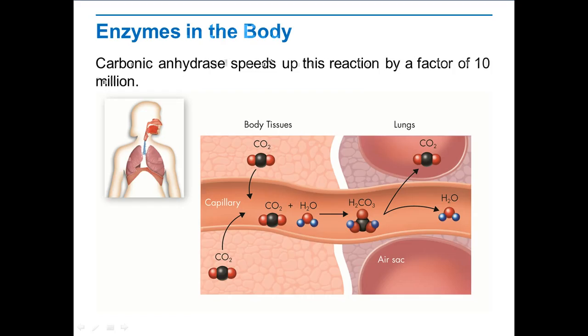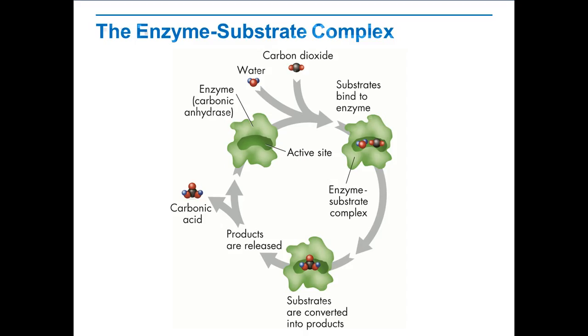So let's take a look at how that works. But first, here's an example. In the previous example of a chemical reaction, we were showing carbon dioxide and water combining to form carbonic acid. Well, there is an enzyme in our blood called carbonic anhydrase, which speeds up this chemical reaction by a factor of 10 million. So it happens 10 million times faster than it would normally happen if the enzyme wasn't around. So let's take a look at how enzymes work.